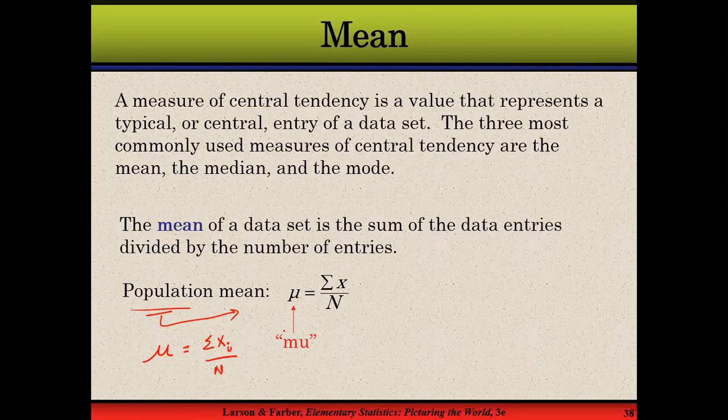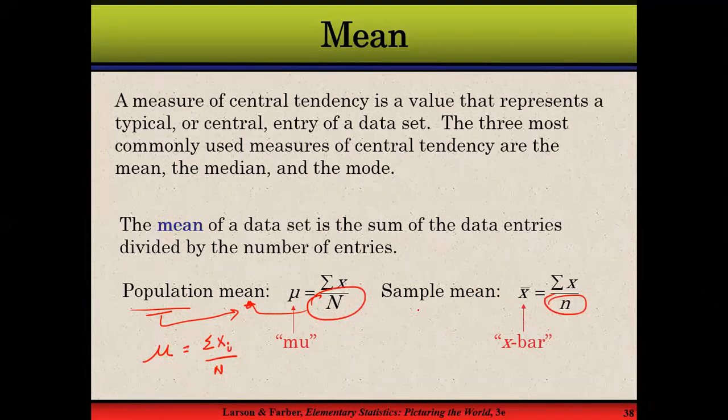Now we will use a capital N for population, and we will use a small n for sample. And there is another difference: when we calculate the sample mean, we do not denote it with mu. We only denote the population mean with mu. We denote the sample mean by x bar.